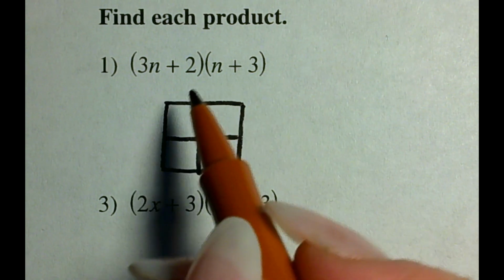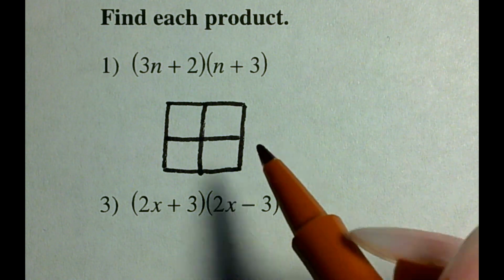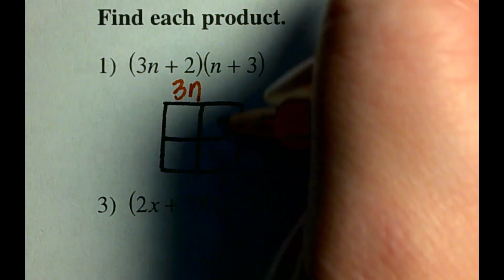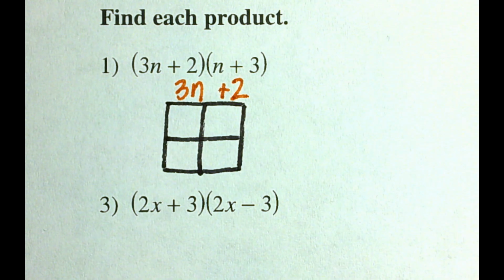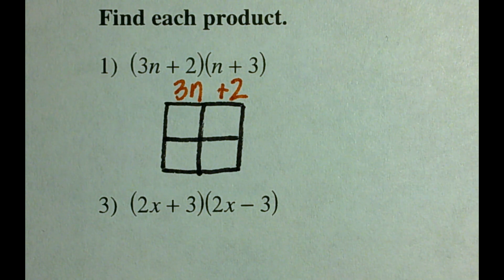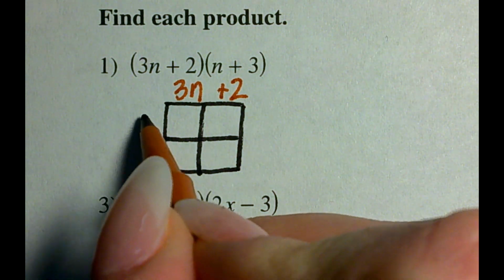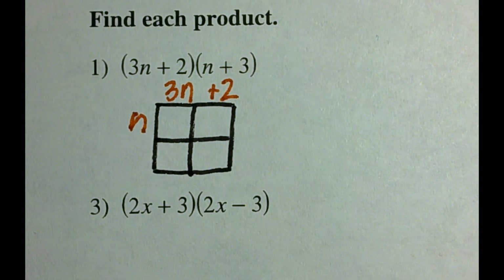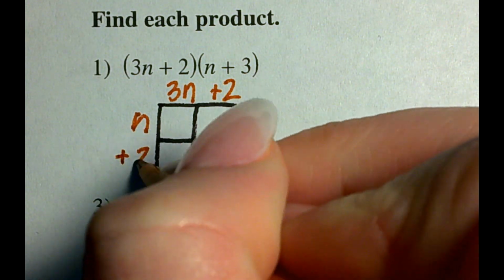What should I write first on my box? 3n at the top. Yeah, 3n and then plus 2. And on the side of that 3n, the n on the bottom, plus 3. Perfect, plus 3.